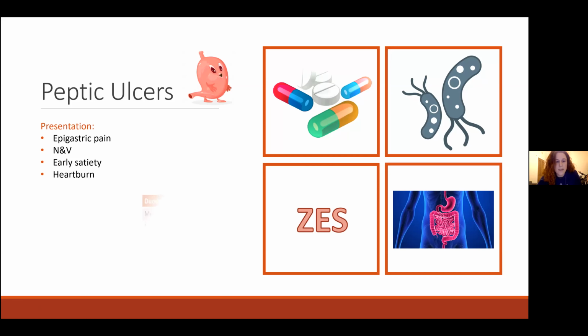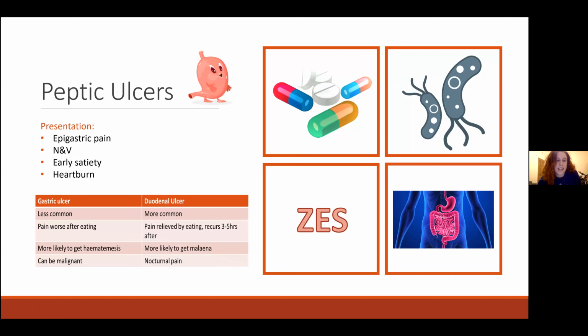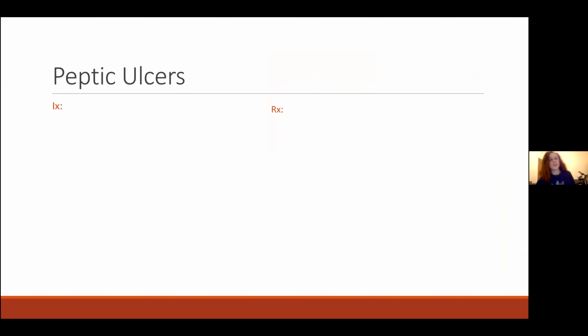I've also got a table here of the differences between gastric ulcers and duodenal ulcers. So duodenal ulcers are more common. They're relieved by eating, whereas gastric ulcers are worse on eating. You're more likely to get hematemesis in gastric ulcers because they're higher up in the GI tract, whereas in duodenal ulcers you're more likely to get melena because they're lower. Gastric ulcers can be malignant, whereas duodenal ulcers don't tend to be, and you also get pain at night with duodenal ulcers.